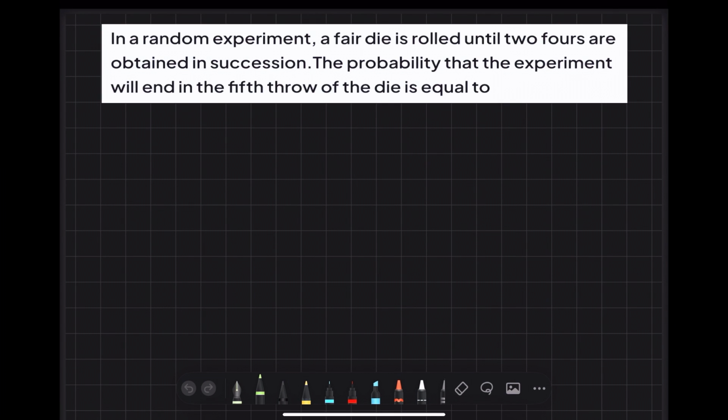So, we got a wholesome new problem which says: in a random experiment, a fair die is rolled until two fours are obtained in succession. Means we have to keep on rolling the dice till we get two consecutive fours. Okay? The probability that the experiment will end in the fifth throw of the dice is equal to.